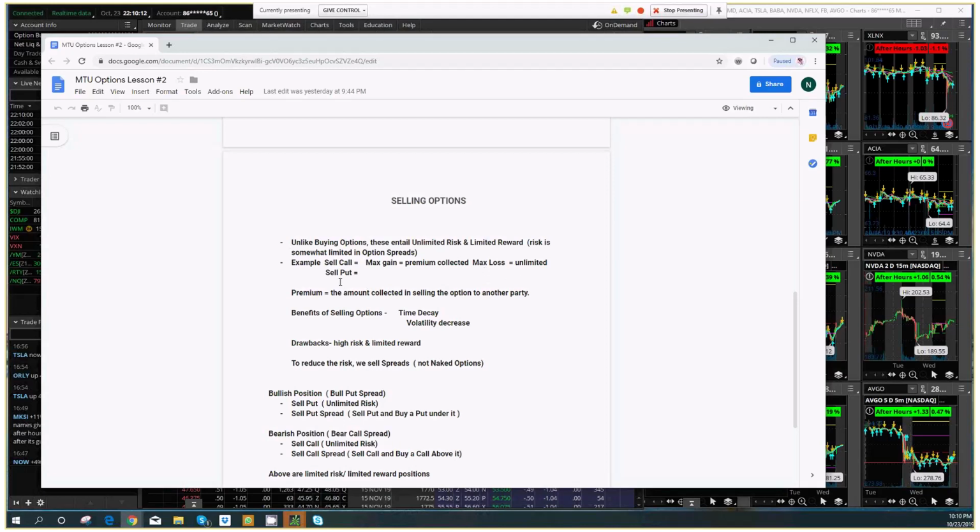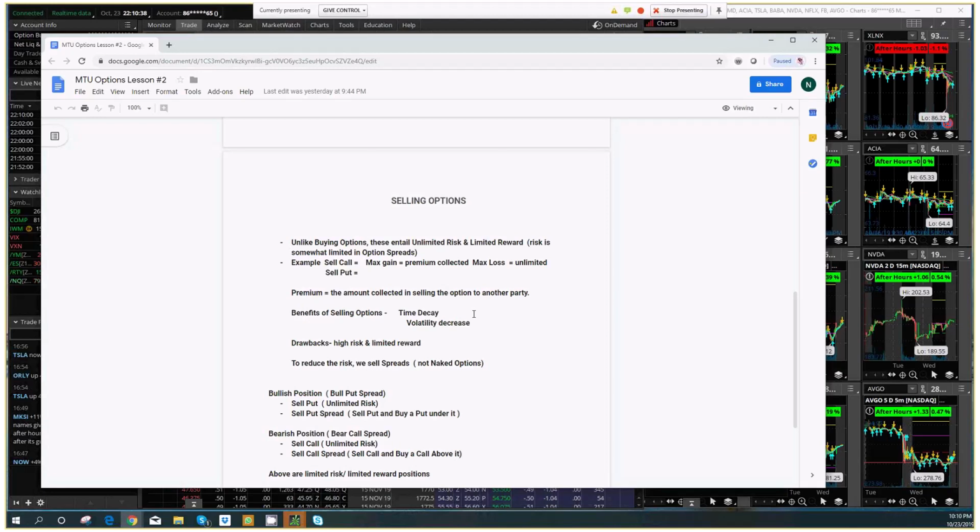Okay? And then when you sell a put, your max gain is the premium collected, and your max loss is also unlimited. Okay? And again, the premium is the amount collected in selling the option to another party. There's the buyer and a seller for every transaction. So when you sell it, somebody's buying it, and vice versa. Okay? Now, why do we sell options? Time decay. Biggest reason.